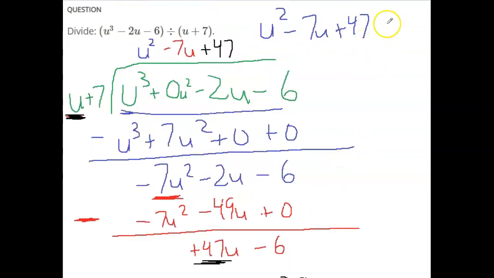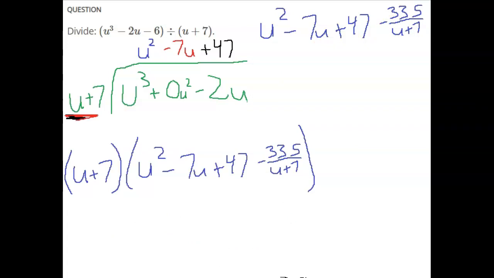And your remainder is minus 335 over whatever you're dividing by, u plus 7. And I'm going to wrap up the video by a really quick explanation about why we wrote the remainder like that. That's how we need to write it. If you think about dividing something, we divided this right here by our u plus 7, and we got a result. If you take that result and multiply it by what you divided by, you should end up with that original polynomial, that original value that you were dividing into.